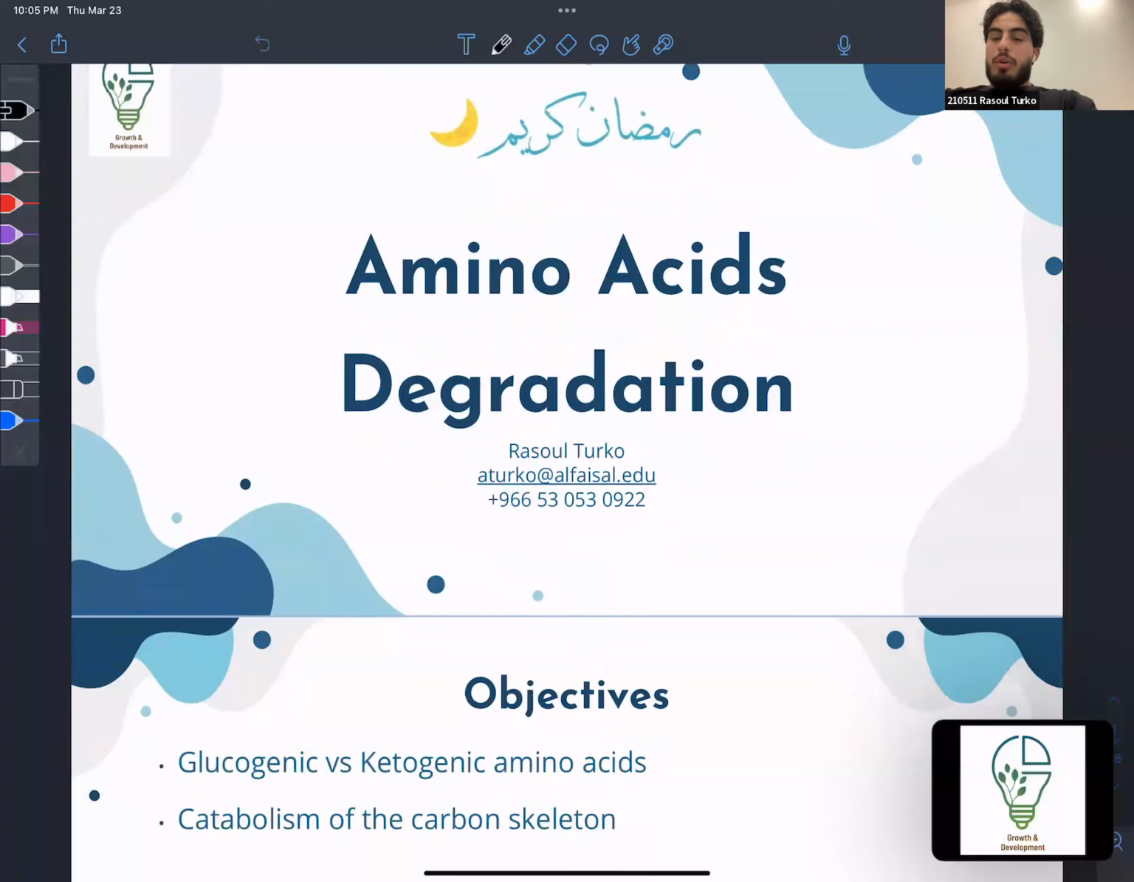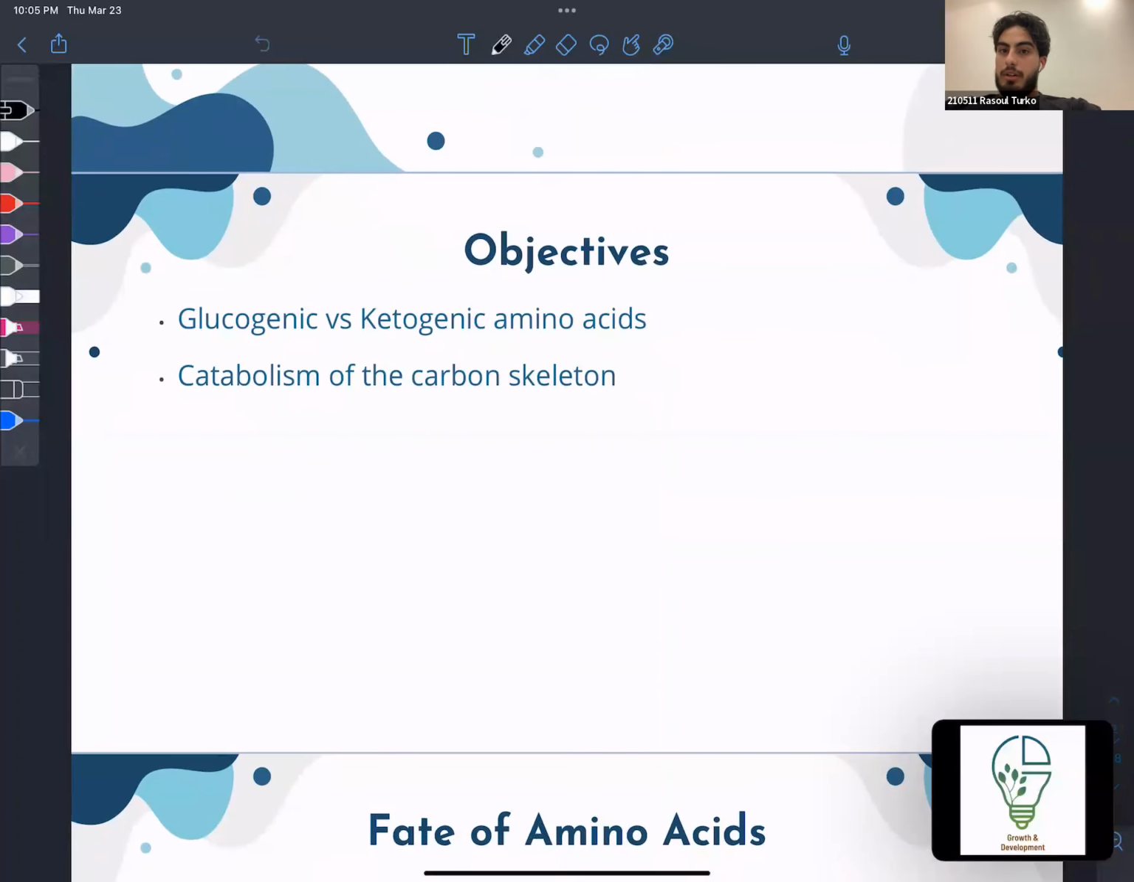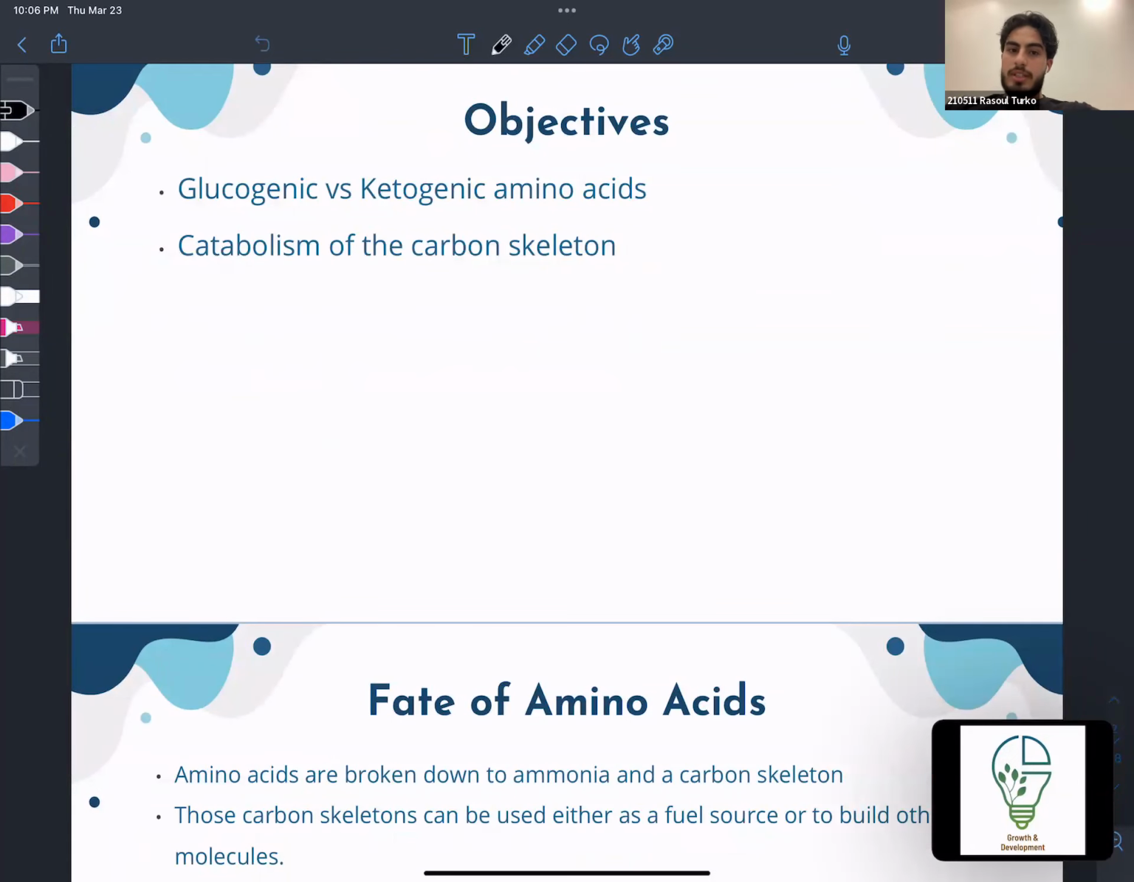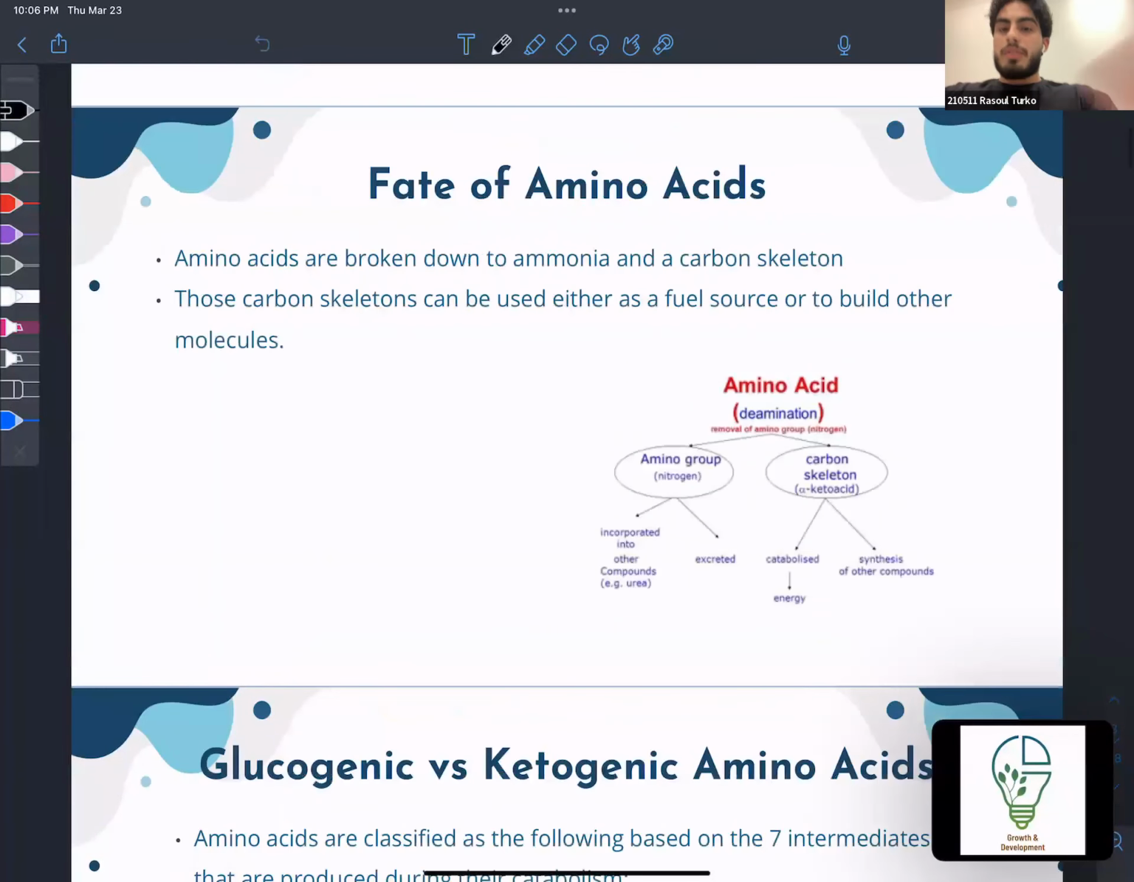Our objectives: we're going to talk about glucogenic and ketogenic amino acids. You already talked with Dr. Raja about how when we break down an amino acid, we get ammonia, and then we get a carbon skeleton. So in this lecture we're going to be talking about the carbon skeleton part of the amino acid, and what makes it a glucogenic or a ketogenic amino acid. Then we're going to talk about how that carbon skeleton gets broken down and what it gives us as product.